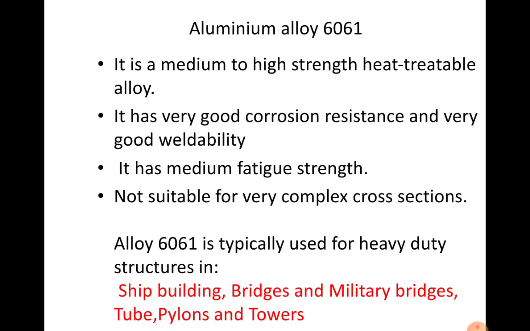The next alloy is aluminium alloy 6061 T6, and it is a medium strength heat treatable alloy. It has very good corrosion resistance and good weldability, and it has medium fatigue strength, but it is not suitable for very complex cross sections. So this is used for very heavy duty structures like shipbuilding, bridges, military bridges, tube, pylons, towers. For various structures, this alloy is being used.